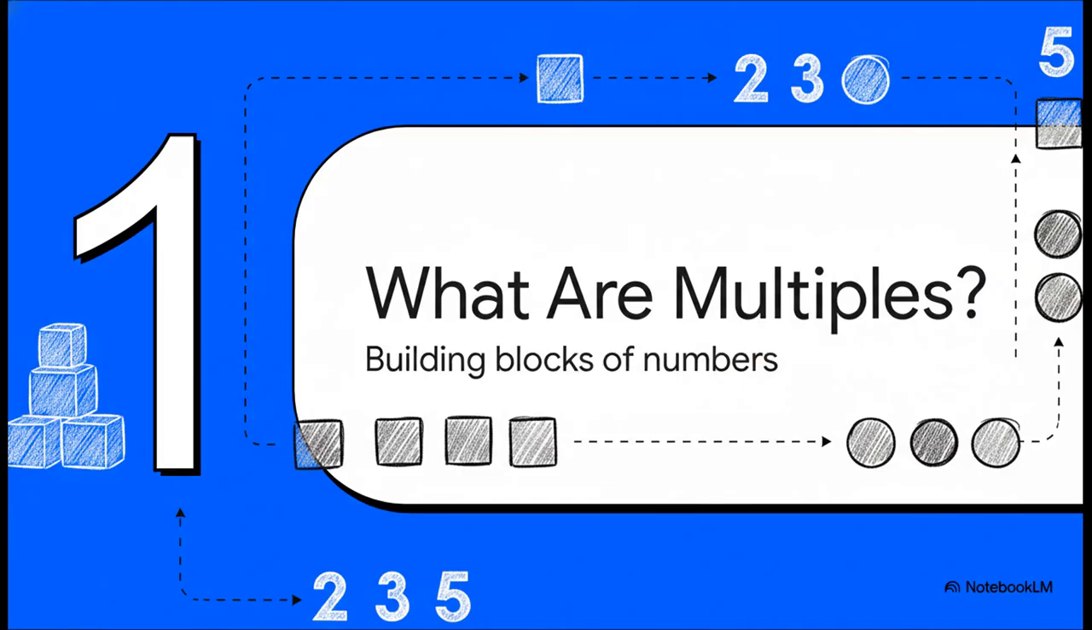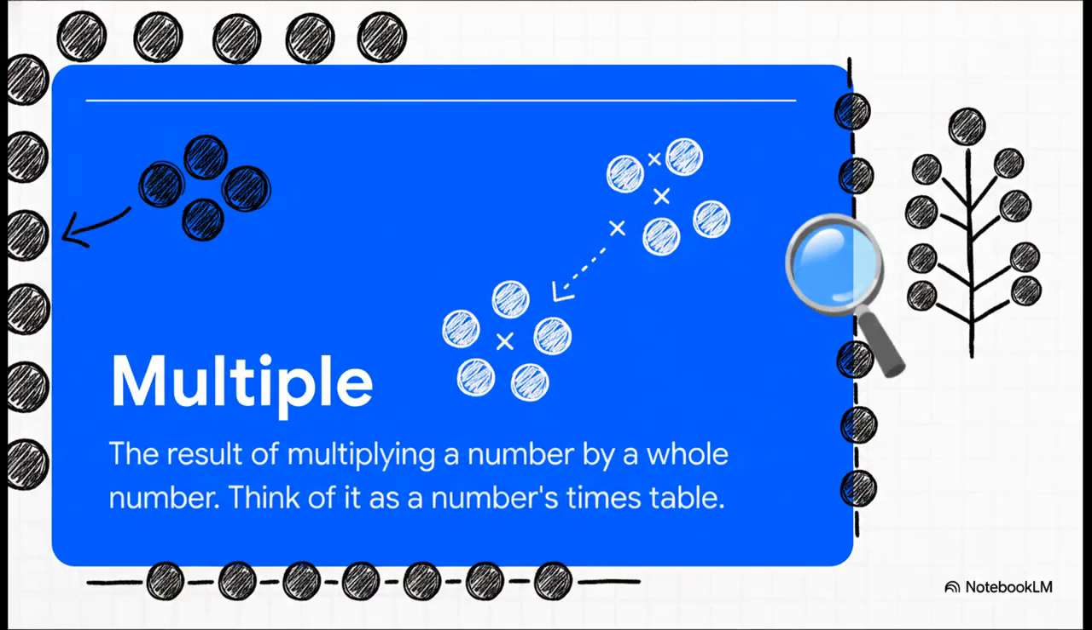All right, first things first, what exactly is a multiple? We got to understand these before we can do anything else. Think of them as the building blocks for this whole idea. So a multiple is just the result you get when you multiply a number by any whole number. By 1, then 2, then 3, and so on. Honestly, the easiest way to think about it is this. It's just a number's times table.